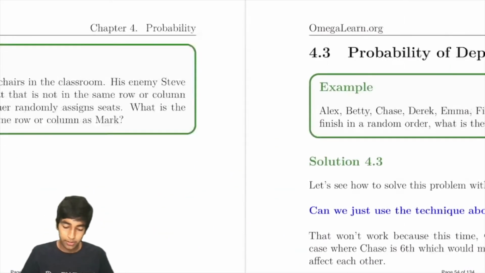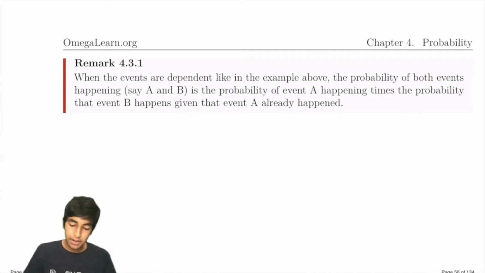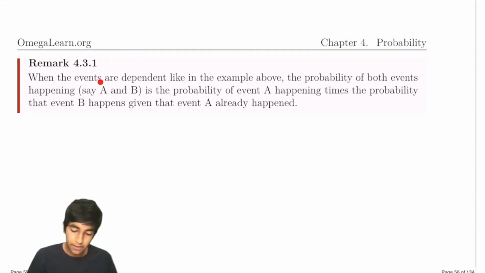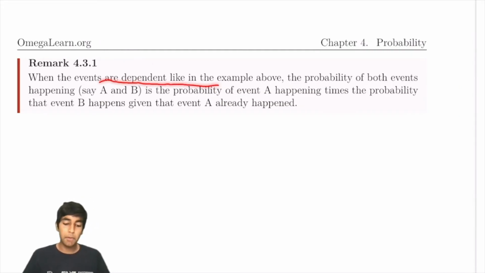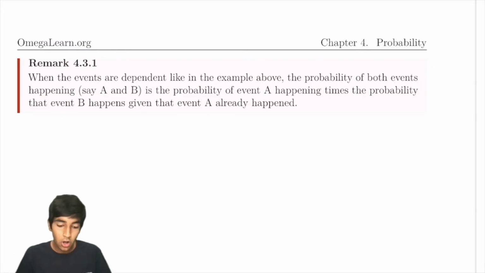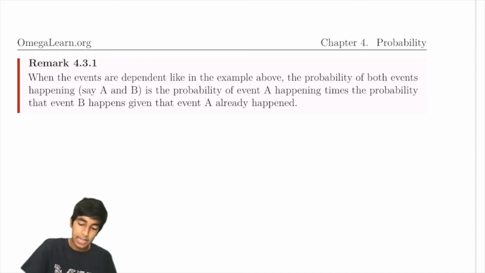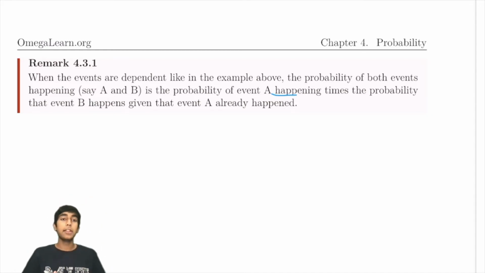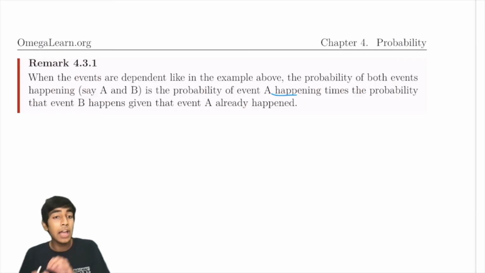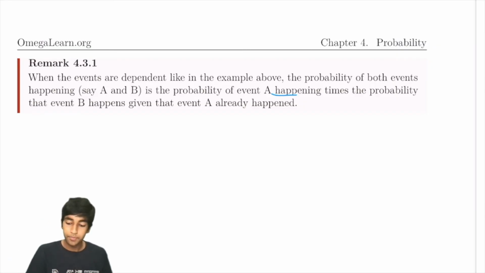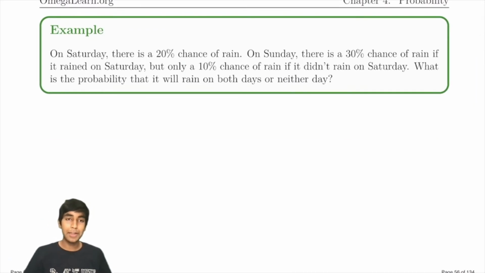But that's not always the case. In dependent events, we say the events are dependent if, basically, we have two events. To find the probability, we just find the probability of event A happening times the probability event B happens, given that event A already happened. Now, let's explore what this means with an example. On Saturday, there is a 20% chance of rain.